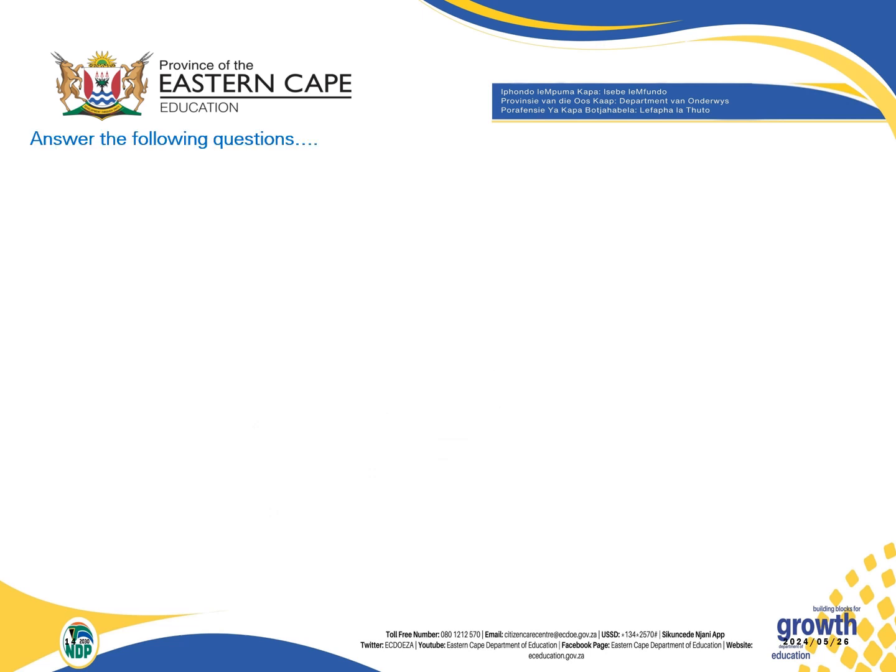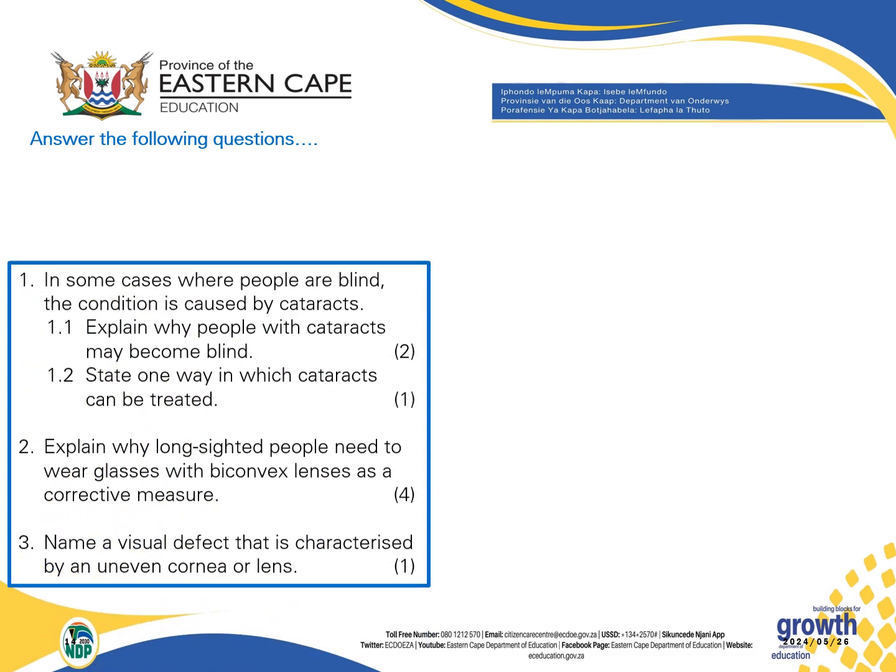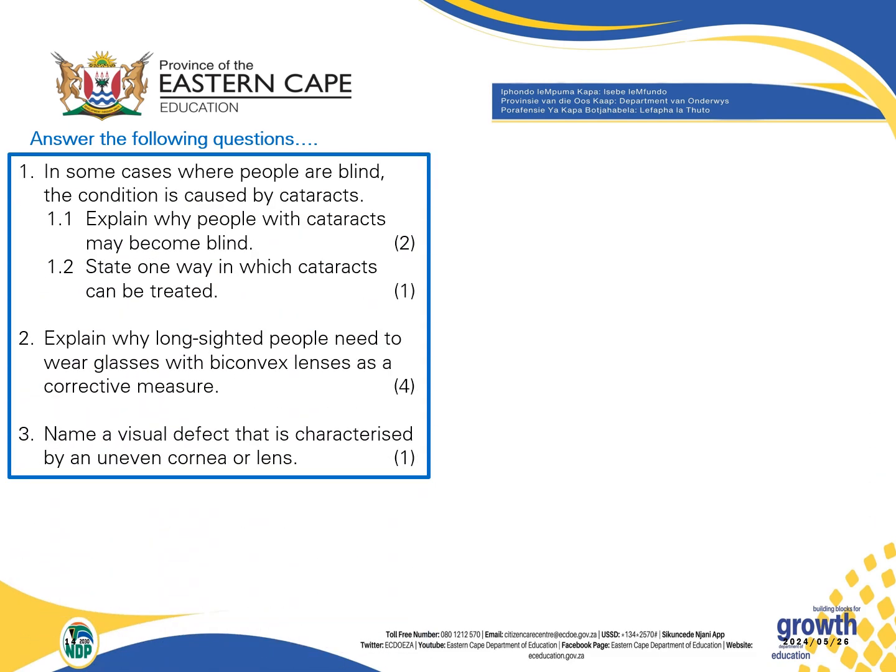Here's a final practice problem for you on the functions of the parts of the eye. Number 1, in some cases where people are blind, the condition is caused by cataracts. Explain why people with cataracts may become blind, and state one way in which cataracts can be treated. Number 2, explain why long-sighted people need to wear glasses with biconvex lenses as a corrective measure.